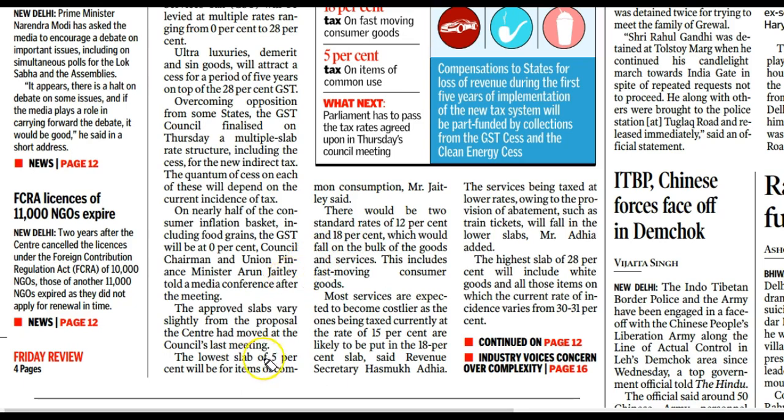The lowest slab, that is 5%, will be applicable on items of common consumption, and the rates 12% and 18% will be considered as two standard rates. So bulk of the goods and services will attract either 12% or 18% GST tax rate. So these bulk of the items include fast moving consumer goods.